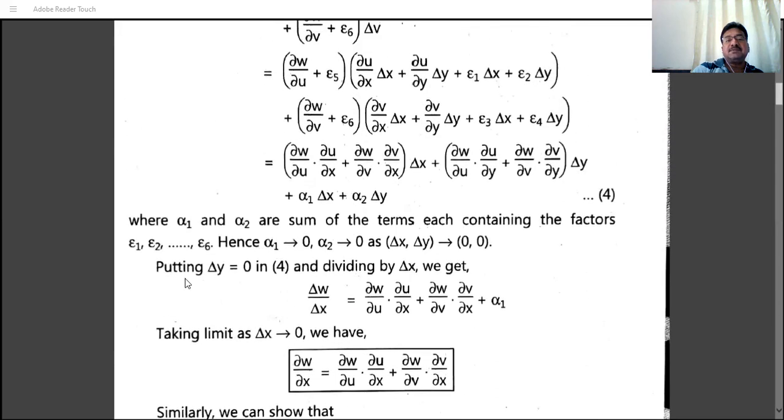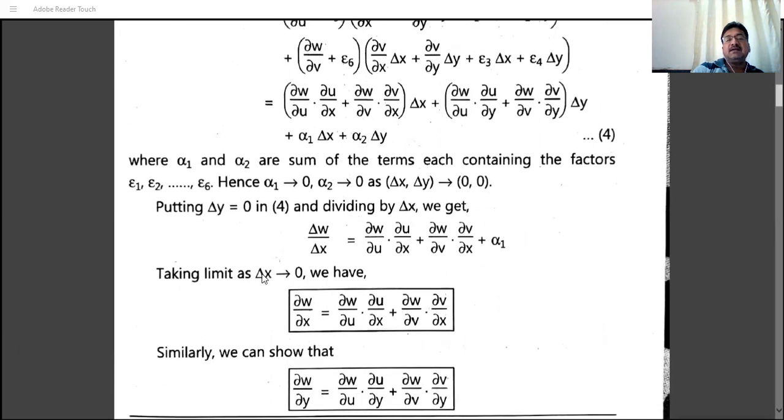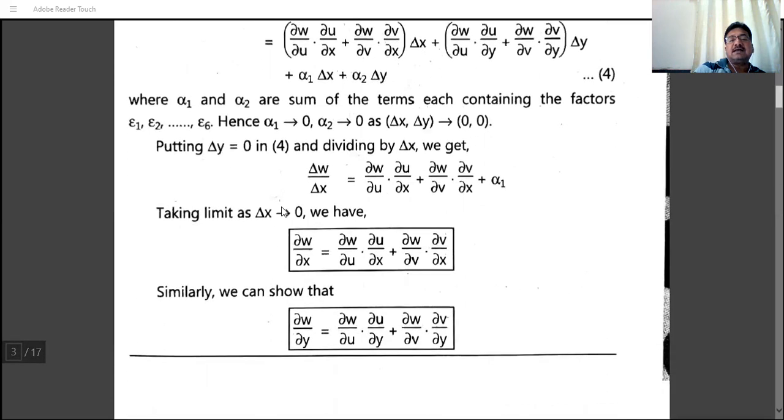Similarly, if we substitute delta x equal to 0 in equation number 4, and divide by delta y, and take the limit of both sides as delta y tends to 0, then we have ∂w by ∂y, ∂w by ∂u times ∂u by ∂y, that is this term, and ∂w by ∂v times ∂v by ∂y. So no need to prove this or write the same procedure again: putting delta x equal to 0 in equation number 4, dividing by delta y, and taking the limit as delta y tends to 0, we have this.